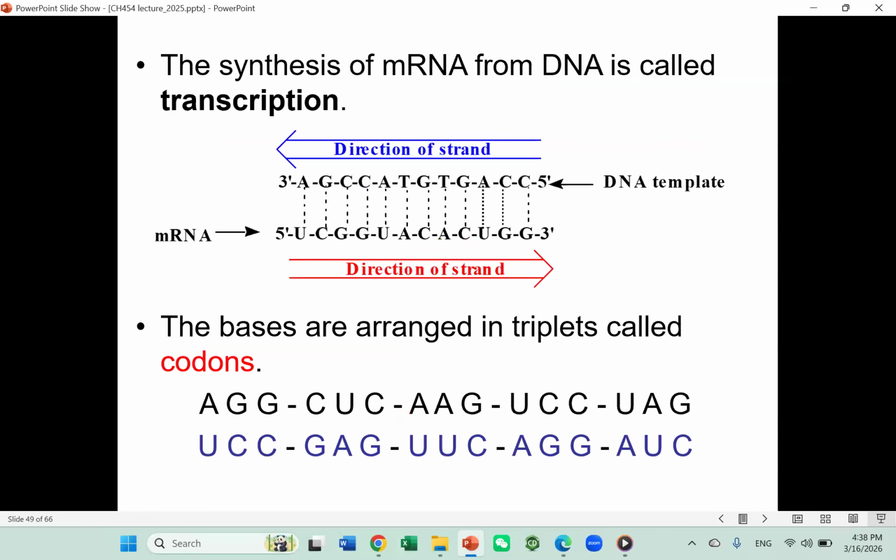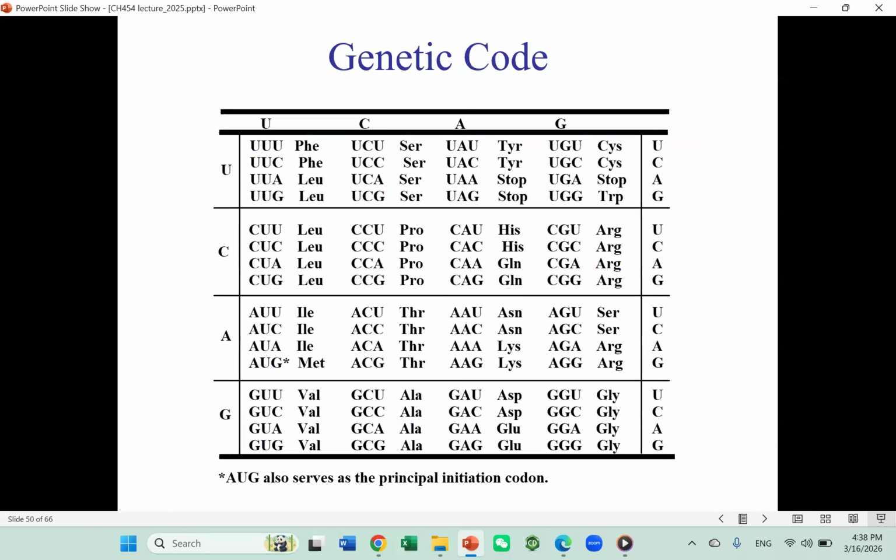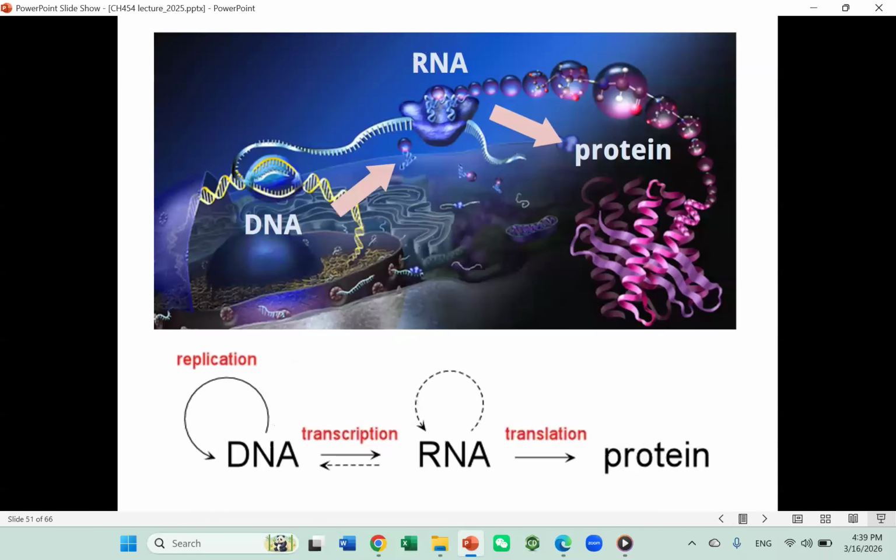If we use the DNA as a template to make the mRNA, this process we call transcription. Here's one thing to keep in mind: the codon. A codon means three DNA bases coded for one amino acid. We call this triplet the codon. And here is some very basic genetic code: different combinations of three nucleotide bases code for different amino acids.